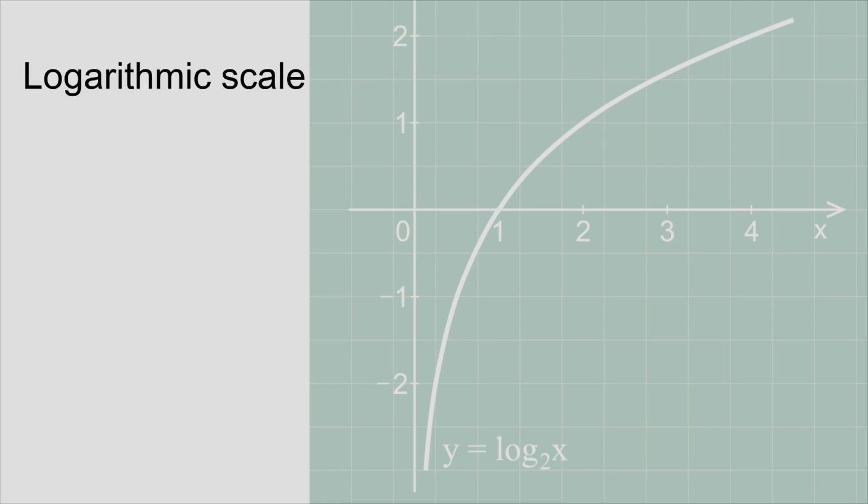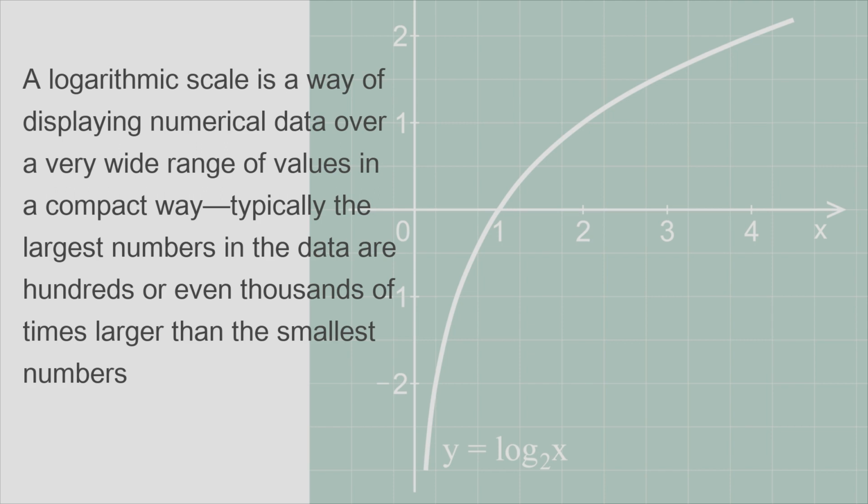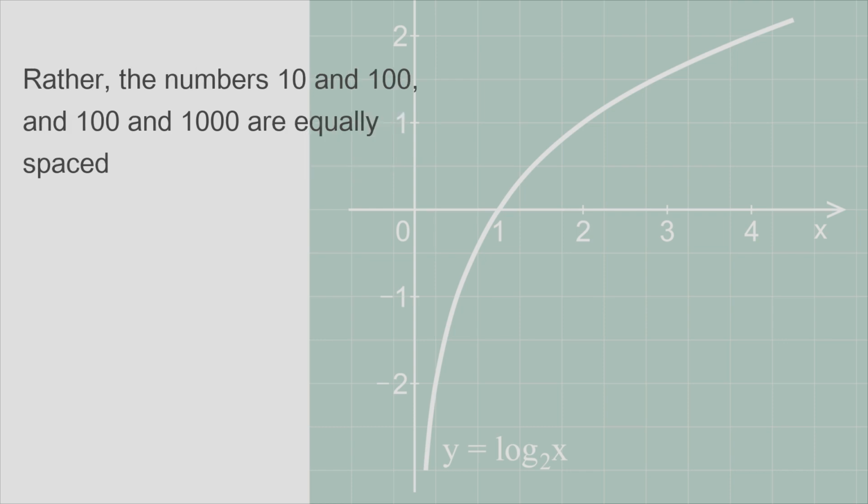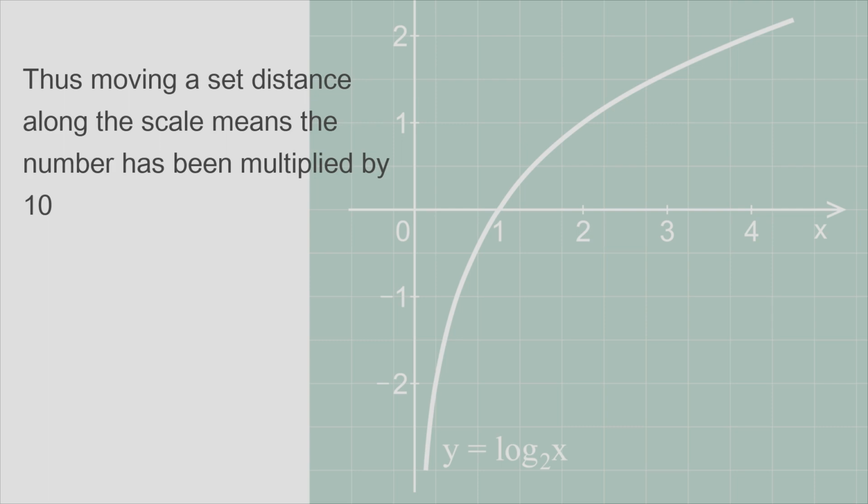Logarithmic scale. A logarithmic scale is a way of displaying numerical data over a very wide range of values in a compact way. Typically, the largest numbers in the data are hundreds or even thousands of times larger than the smallest numbers. Such a scale is nonlinear. The numbers 10 and 20 and 90 and 100 are not the same distance apart on a log scale. Rather, the numbers 10 and 100 and 100 and 1000 are equally spaced. Thus, moving a set distance along the scale means the number has been multiplied by 10.